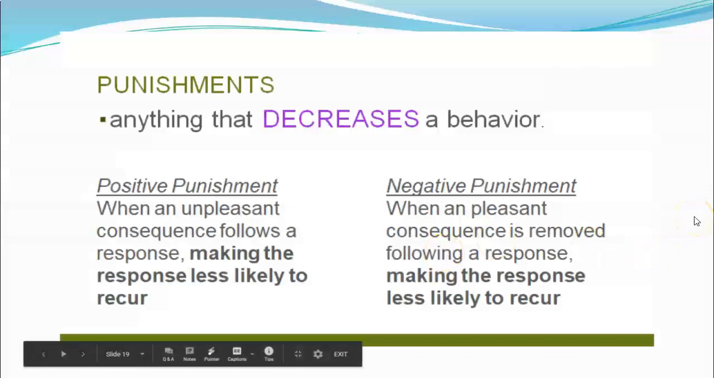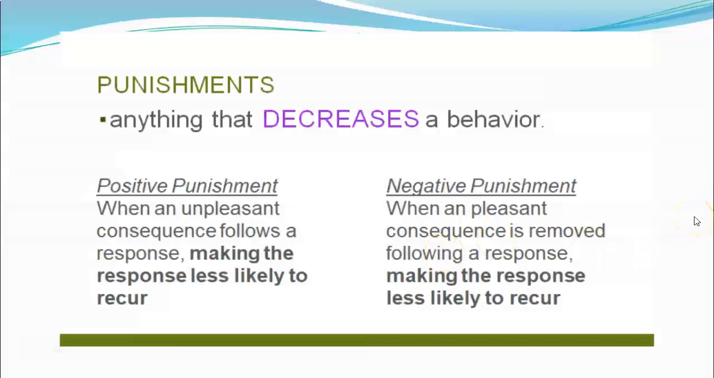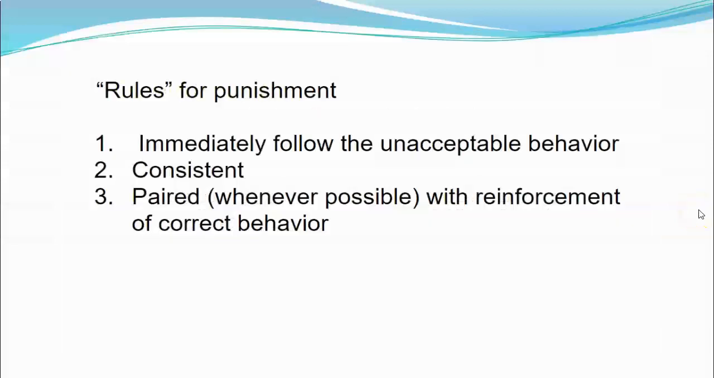Okay, let's now get to punishments. So we talked about how reinforcers are anything that increases behavior. Punishment is anything that decreases behavior. And again, there is a positive punishment and a negative punishment. Positive punishment is when an unpleasant consequence follows a response, making that response less likely to recur. Negative punishment is when a pleasant consequence is removed following a response, making that response again less likely to recur. So let's look at some examples of each of these.